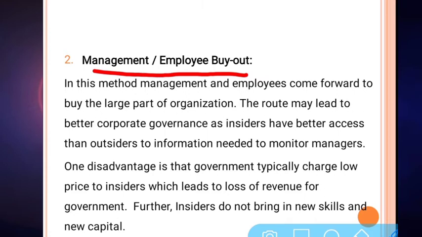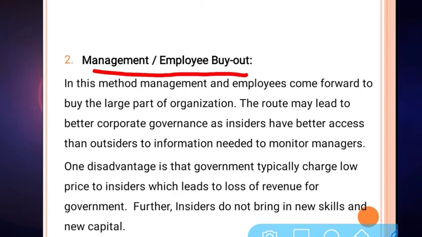And the insiders have good access to information as compared to outsiders, and they can monitor the information relevant to the company. So because of this advantage, the method is quite favorable, as well as fast as compared to the other method.